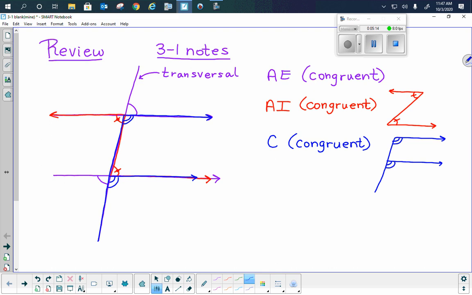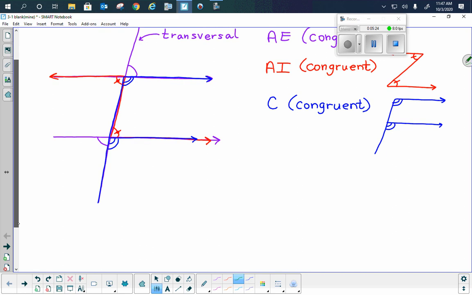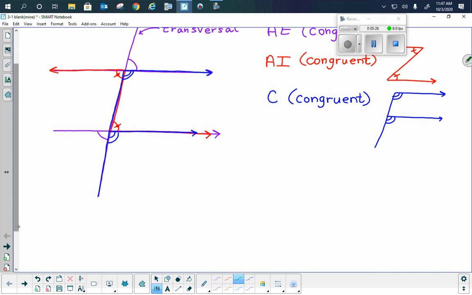Okay. And then we have seen by doing some manipulation that supplementary angles are created if we're able to pick up something and set it next to it, which we did a lot in the last chapter.